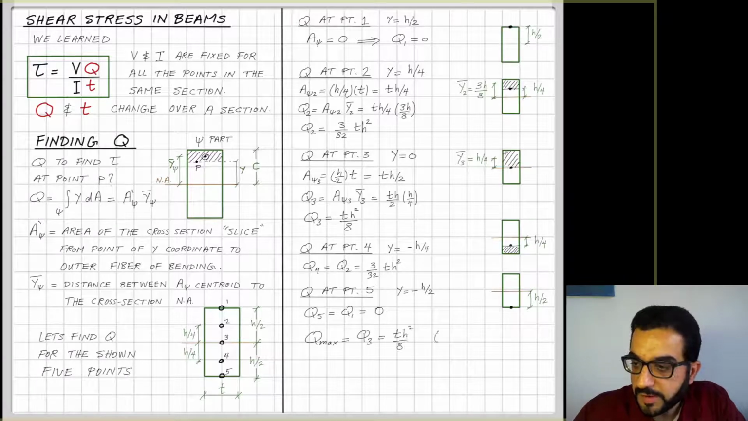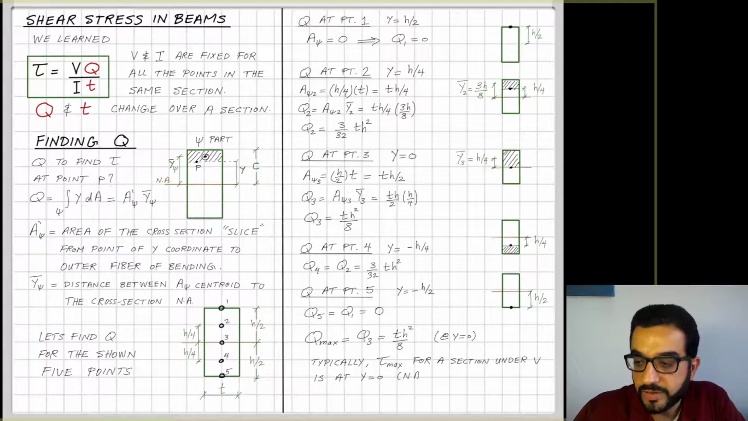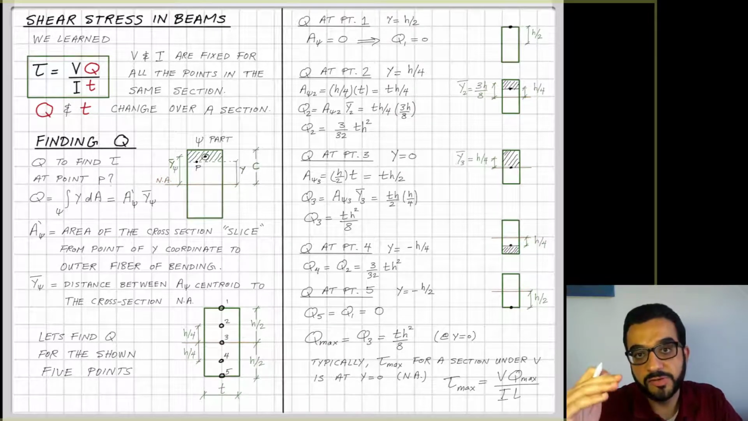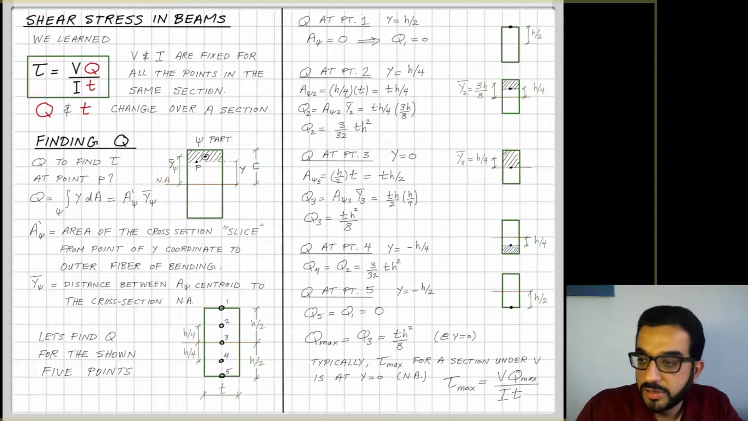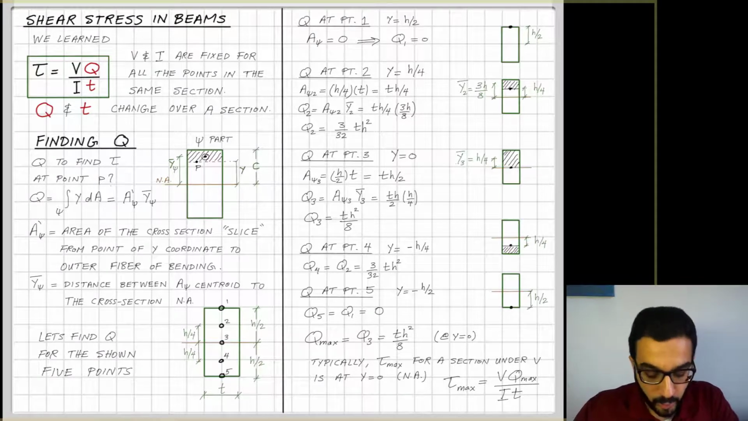You can see here, observing these five Q values, that Q max is in the middle, for the point that is on the neutral axis, where the area is the max and the distance times the area will give you the maximum Q. And that's typically the case in most beams, especially rectangular ones. So typically the maximum Q, which results in the maximum tau, will be for points at the neutral axis of the section.